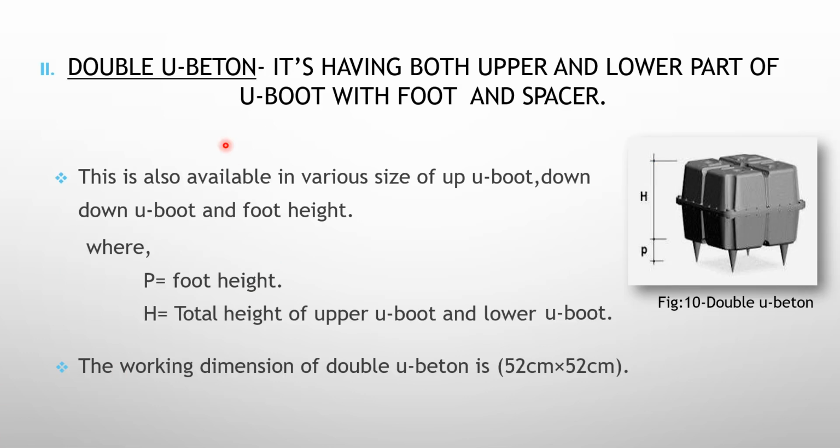Next is our next type, that is double U-Beton. As you can see in this figure, it has both the upper part as well as the lower part with a spacer and a foot. This is also available in various sizes of upper U-Boot, lower U-Boot and foot height, where P is the foot height and H is equal to the total height of the upper U-Boot and lower U-Boot. The working dimension is also the same as the single U-Boot, that is 52 centimeter by 52 centimeter.